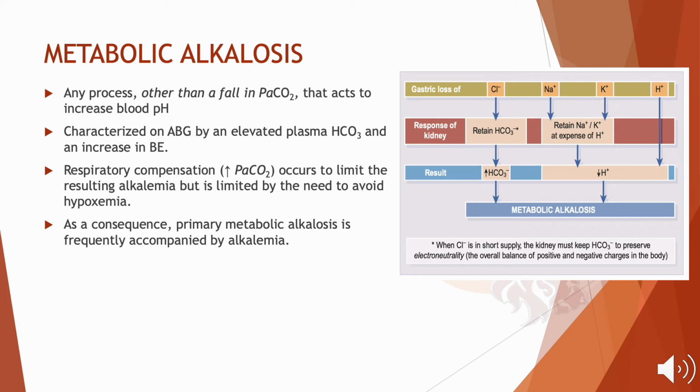Metabolic alkalosis. A metabolic alkalosis is any process, other than a fall in partial pressure of carbon dioxide in the blood, that acts to increase blood pH. It is characterized on ABG by an elevated plasma bicarbonate and an increase in base excess. Respiratory compensation, or an increase in the partial pressure of carbon dioxide in the blood, occurs to limit the resulting alkalemia but is limited by the need to avoid hypoxemia. As a consequence, primary metabolic alkalosis is frequently accompanied by alkalemia.